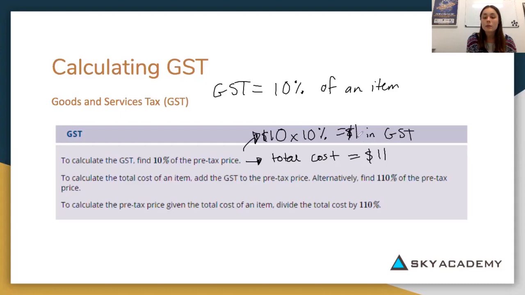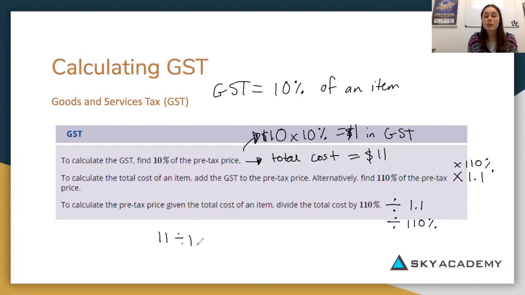So to calculate the total cost of an item with the GST added onto it, you can just times it by 1.1 or 110%. It's the same thing. And then to find the price of an item before the GST was added, you divide by 1.1 or divide by 110%. So for example, if they gave us $11 and said find the price of this item without GST, you would just get $11 divided by 1.1.